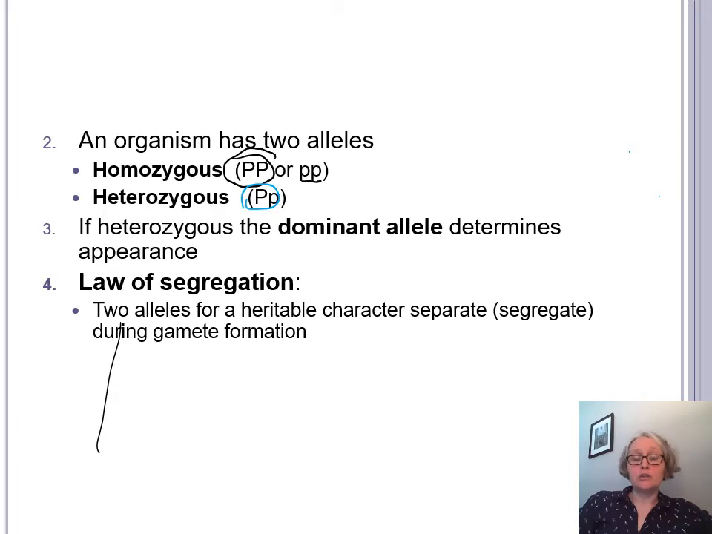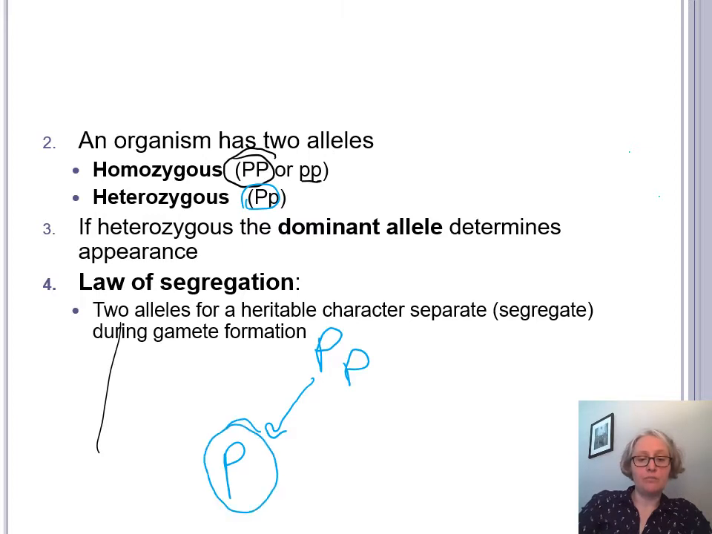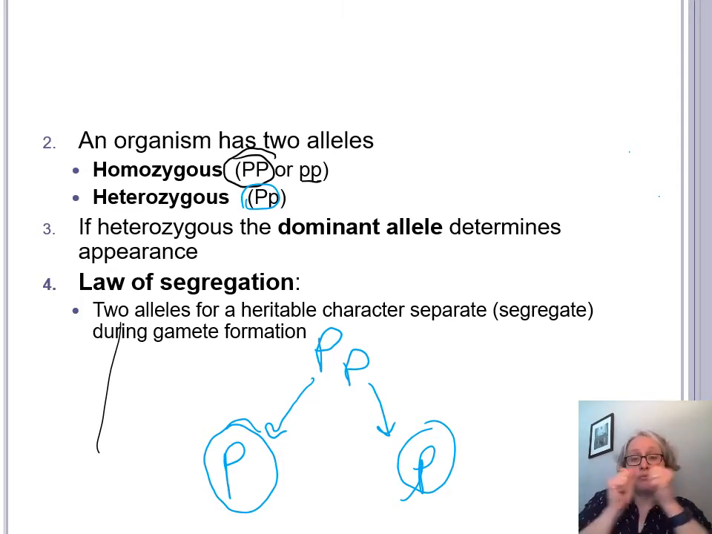Lastly, the law of segregation. The law of segregation says that two alleles for a heritable character will separate or segregate during gamete formation. What occurs is that the individual is going to be able to take those two alleles and separate them into two different gametes. This is sometimes so simple that it becomes complicated, but we're saying the following. If you're the individual big P, little p, and you go to make eggs, half of your eggs will have that big P in them, and the other half of your eggs will have the little p in them. That's the law of segregation. The idea that these alleles are separating when we make gametes.